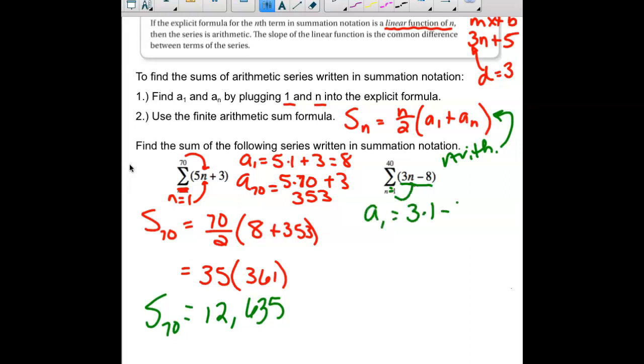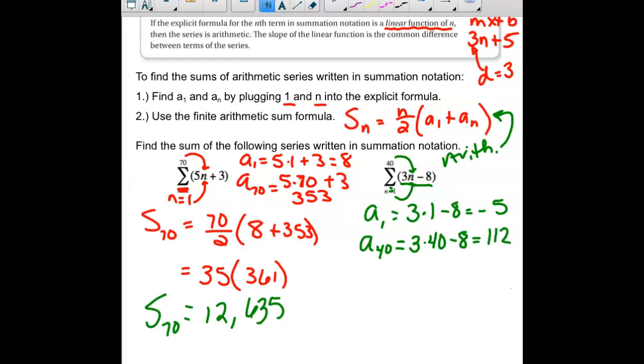3 times 1 minus 8. Well, 3 minus 8 would be negative 5. We then need to find our last number, which would be what we get when we plug the 40 in. So 3 times 40 is 120. Subtract 8 would be 112.